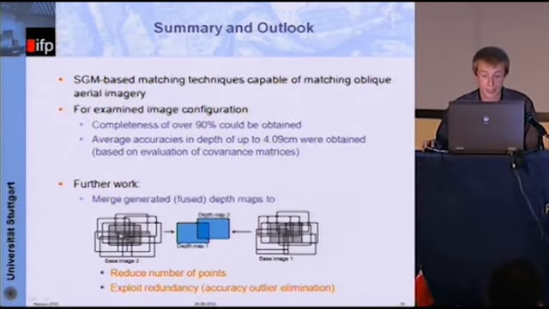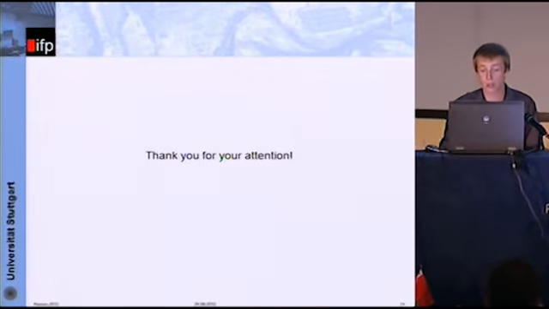Okay, and the further work will be, since you have this disparity map fusion, each base image gives you 1 depth map, and these are also overlapping, so there is much more redundancy in there. Although we have a problem with really many points, so this will solve this problem, hopefully, reduce the number of points, and exploit the additional accuracy. Then I want to thank you for your attention, and if there are any questions, I'm glad to answer.